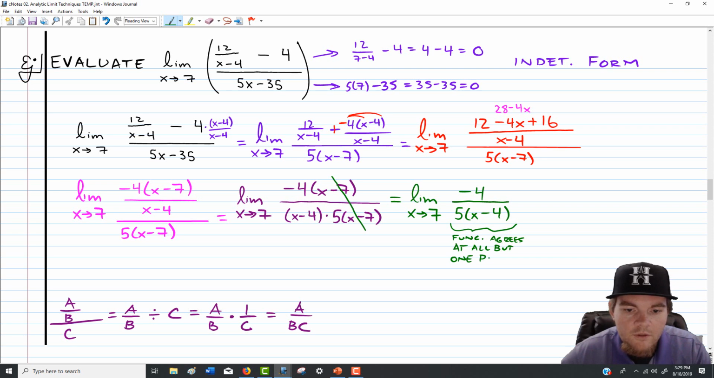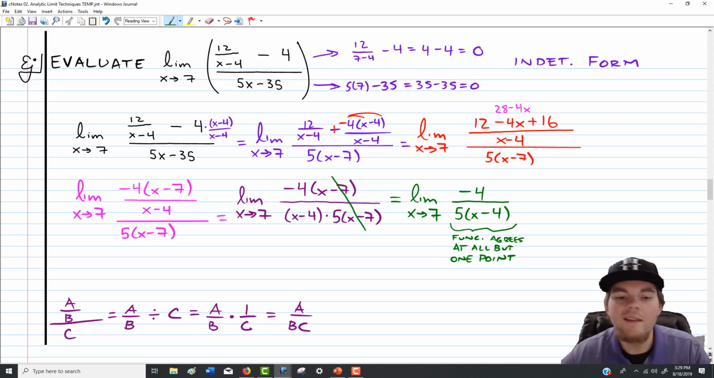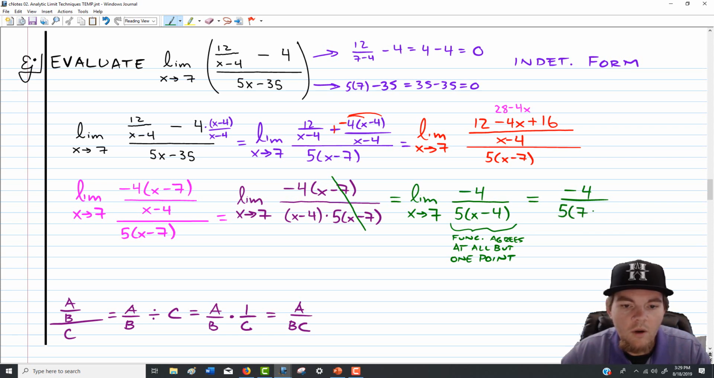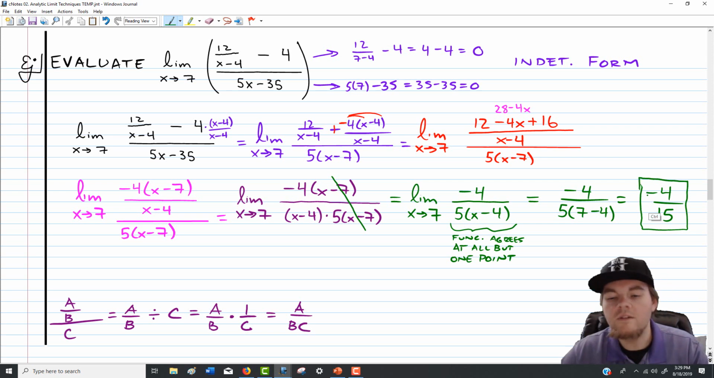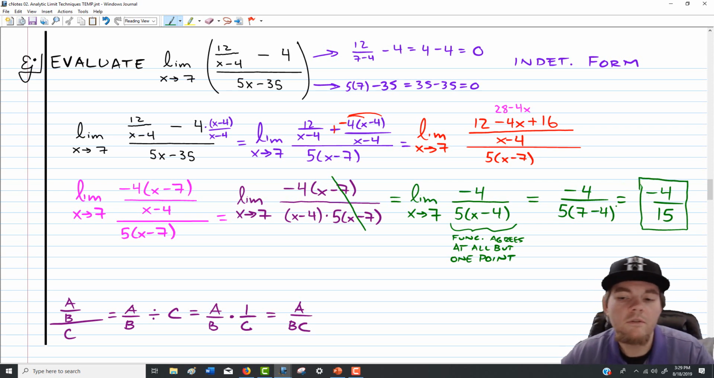So this is that thing we were searching for. It's the exact same thing as the first function we had. The only difference is that 7, but since we want to know the general behavior, that's more than enough for us. So we can evaluate this by direct substitution. We'll get negative 4 over 5 quantity 7 minus 4, and that's going to simplify to negative 4/15. And again, there is our y value. There is the y coordinate of the hole for this particular function.